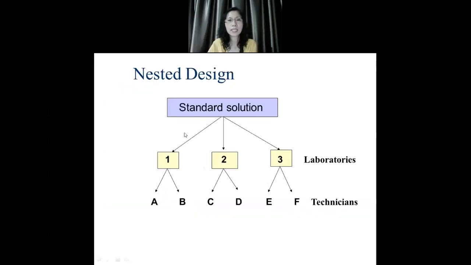So nested design looks this way. For example, a standard solution is sent to 3 laboratories, and in lab 1 there are 2 technicians, in lab 2 there are 2 technicians, in lab 3 there are 2 technicians. So this is called nested design.